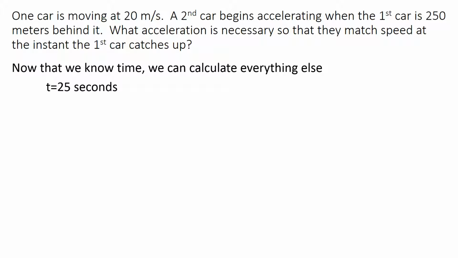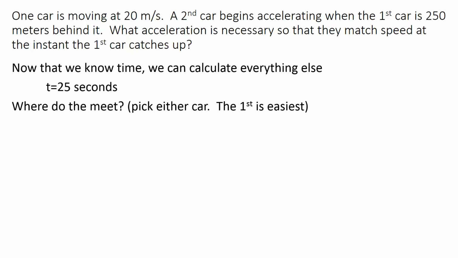The time was 25 seconds. That's when they meet. So the next thing we do is, where do they meet? We can pick either car. The first car is pretty easy. The equation was just its position or distance is equal to velocity times time minus 250 meters. So we have 20 meters per second times time, 25 seconds. Subtract the 250 meters. Well, 20 times 25 is 500. Minus 250 equals 250. So they're going to meet 250 meters in front of the first car. That's when the second car has gone 500 meters.